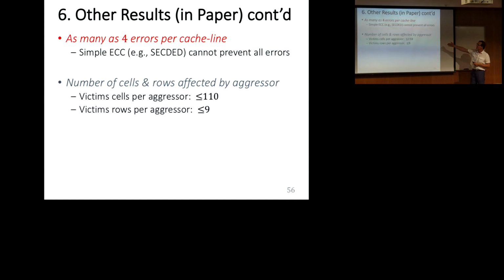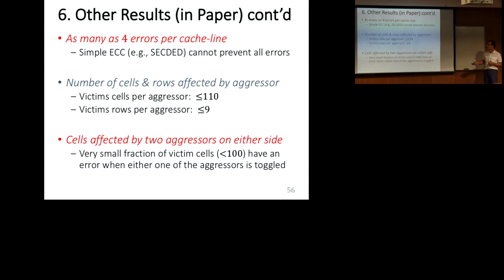So this is the number of cells that are affected by the hammered row. As you can see, there are as many as 9 rows that are affected by the aggressor, and you can affect many, many cells also. We observed this, but we didn't exploit it. The folks at Google took our observation and exploited it. Basically, cells are affected by 2 aggressors on either side, and as a result, you can do this double-sided row hammering.